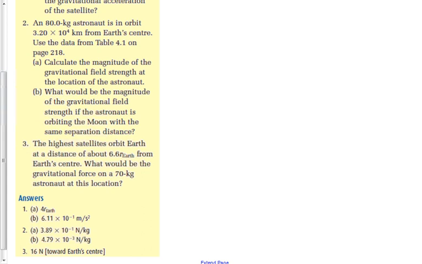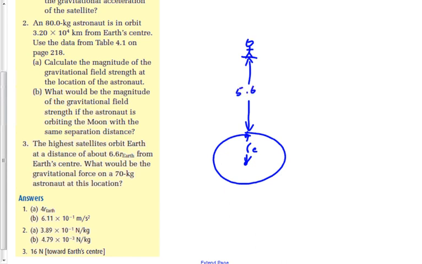Here's the Earth. Here's the radius of the Earth. This distance right here from the surface to the center. Here's the astronaut up here. What's this distance right here from the surface to the astronaut? Tough question. What is it, Joe? Good. 5.6 times the radius of the Earth. The total distance from the center to the astronaut is 6.6. And that's the distance we really want there, right?